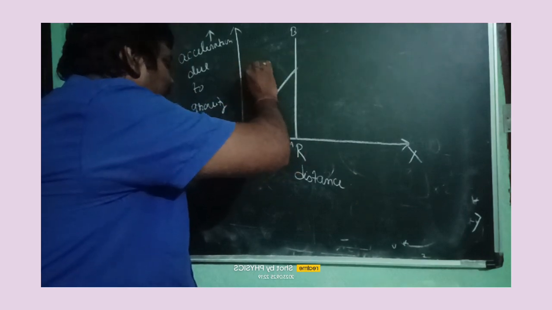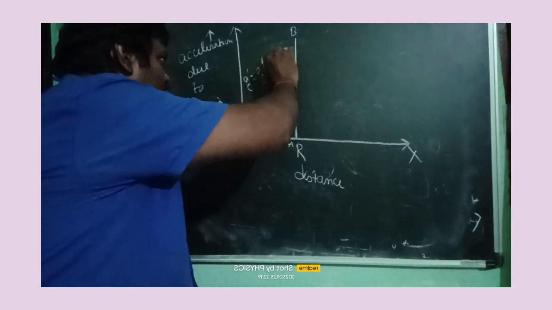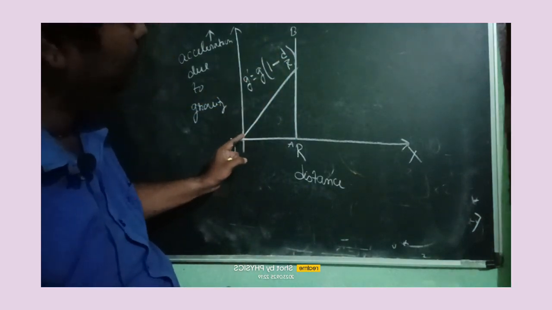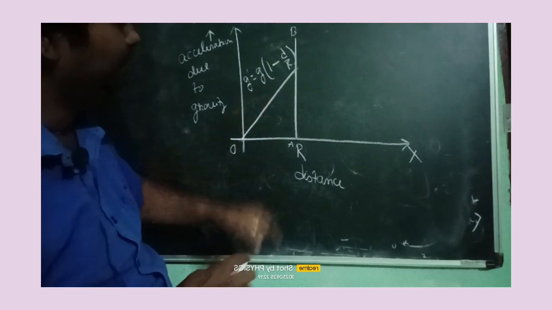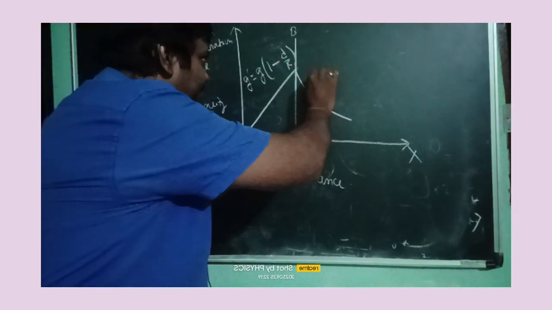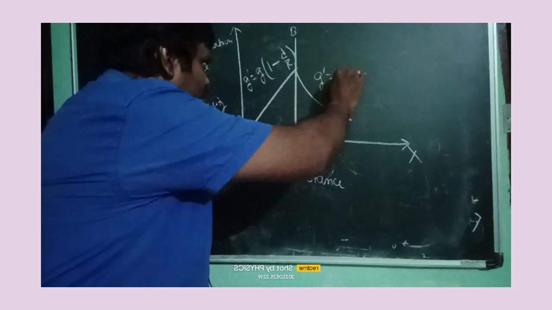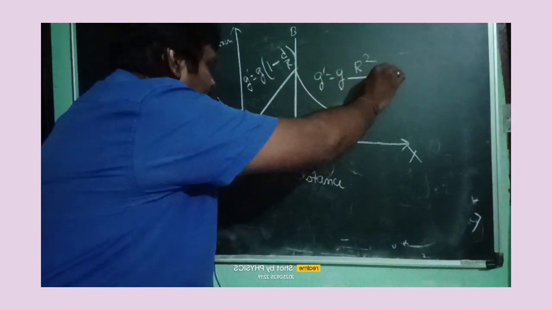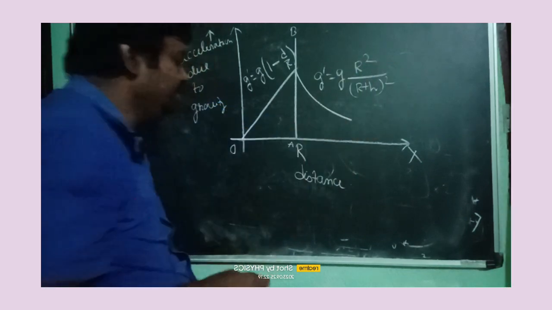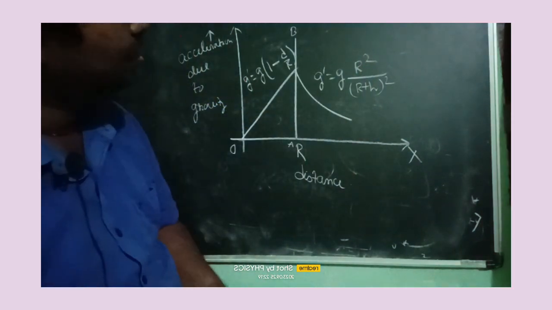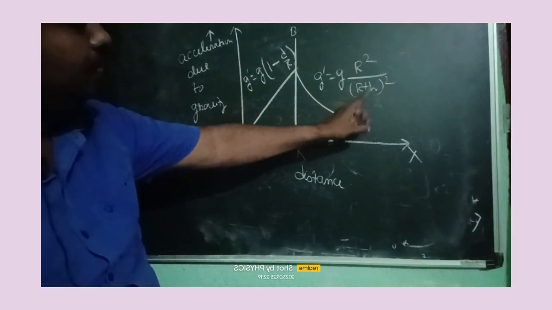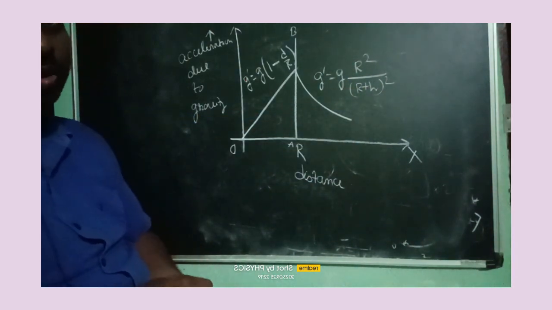g dashed is equal to g into (1 minus d by R) is the variation of the acceleration due to gravity due to depth, and for the altitude we have g dashed is equal to g into R square by (R plus h) whole square, which is the variation of the acceleration due to gravity due to the altitude from the surface of the Earth.